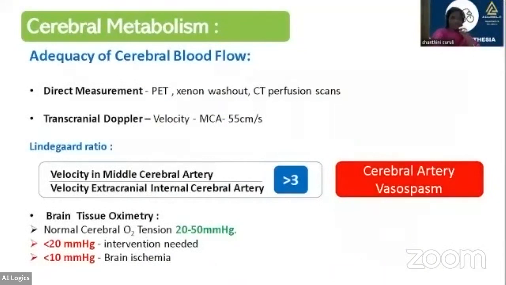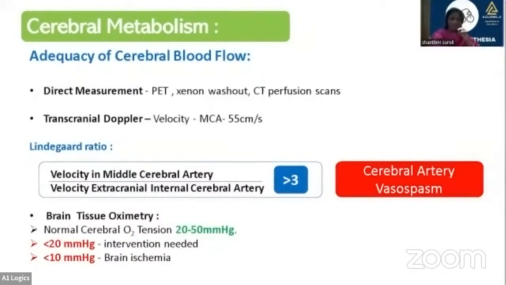Adequacy of cerebral blood flow is measured either directly or by transcranial Doppler. Direct measurement is using PET scan, xenon washout, and CT perfusion scans. Using transcranial Doppler, the velocity is measured. The middle cerebral artery is taken for it.